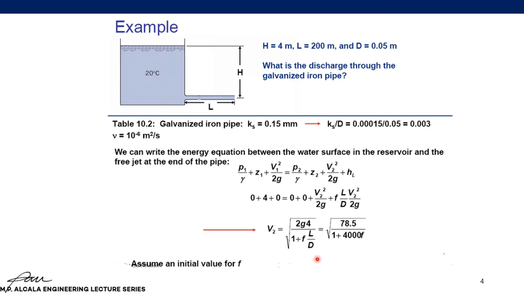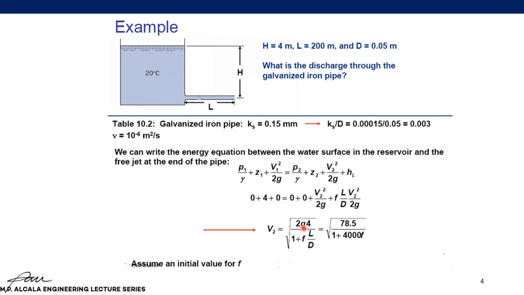The length is 200, and the height is 4. Simplifying L over D, 200 divided by 0.05 is 4,000. And 2 times 9.81 times 4 is 78.5. Sorry about this, I haven't written out the whole functions or the values of the variables.